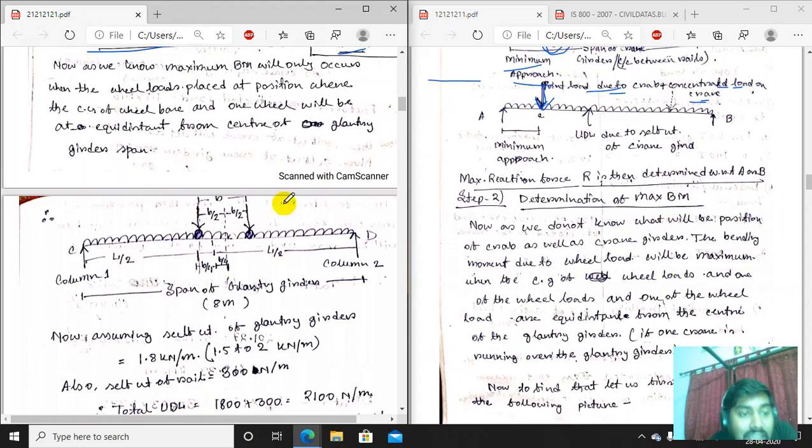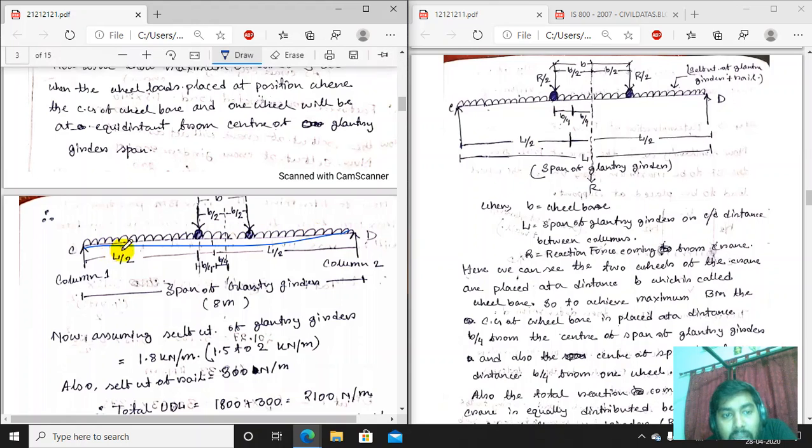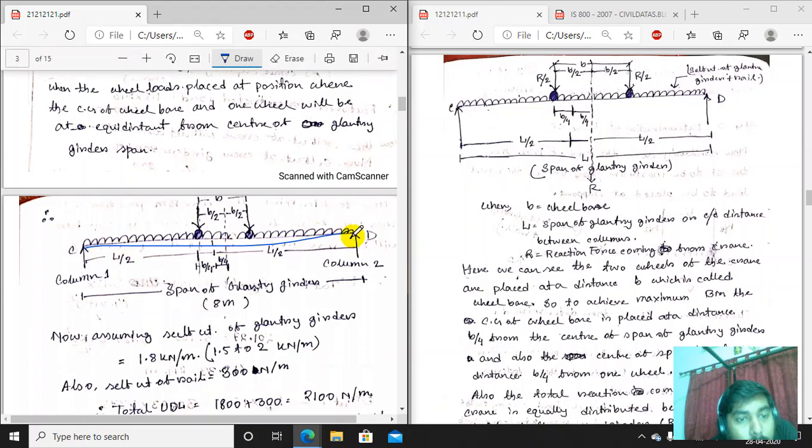So this is the gantry girder span, in the picture I have shown here. This is the center of the span. All right. This is the actual span of the gantry girder.